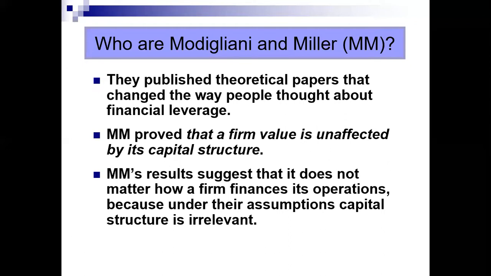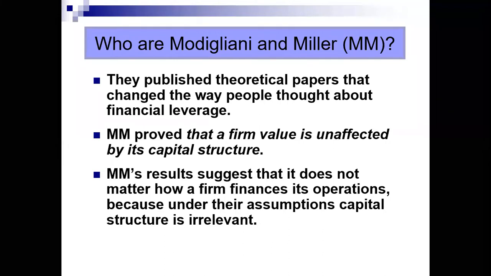So who are Modigliani and Miller? They are the persons who published the theoretical paper that changed the way people thought about financial leverage. MM proved that the firm's value is unaffected by its capital structure. MM's results suggest that it does not matter how a firm finances its operations, because under their assumptions, capital structure is irrelevant. Whether you take on a lot of debt or not, there is no effect. Whether you combine equity and debt, or have no debt at all and all the capital is financed by equity, the value of the firm will still be the same.